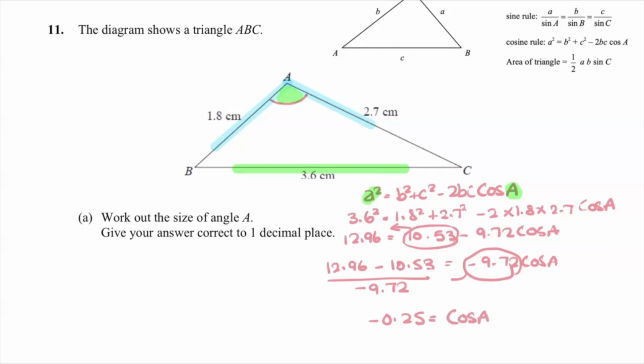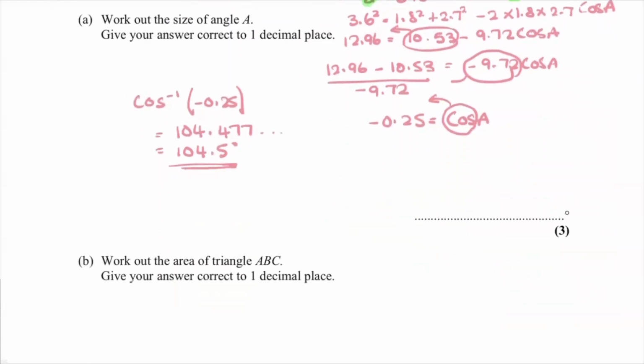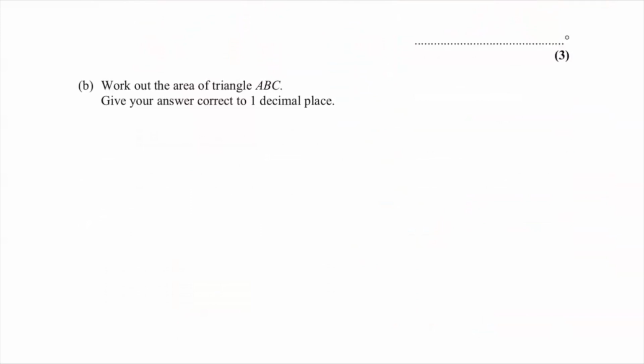So now I just need to get A on its own, bring that cos across. It will land as its inverse. Pop that in your calculator and you have got 104.477. Feels good because I can see I've got an obtuse angle, I've got an obtuse result to one decimal place, and we're done.